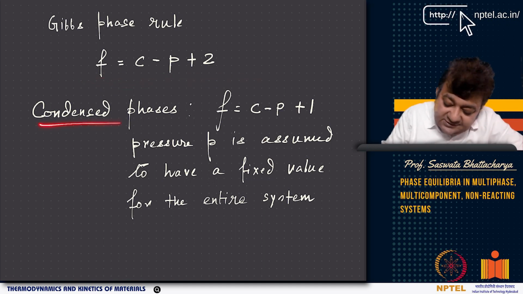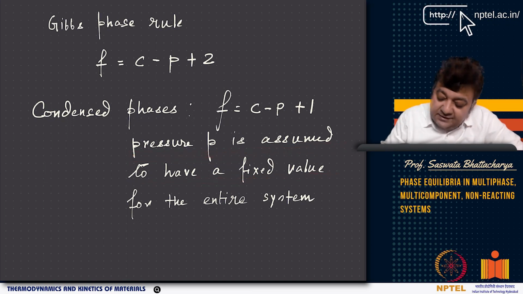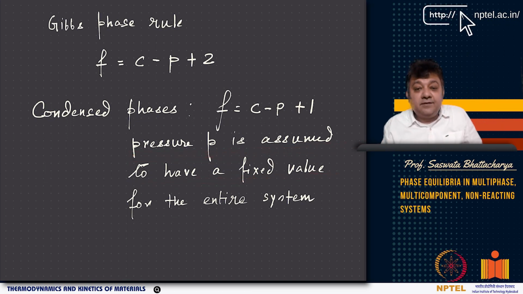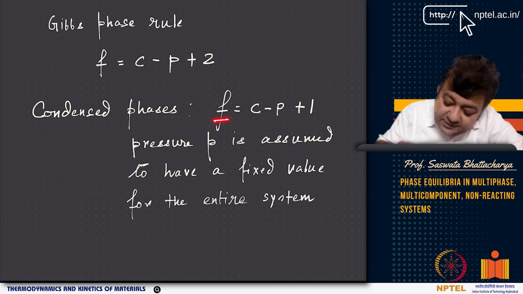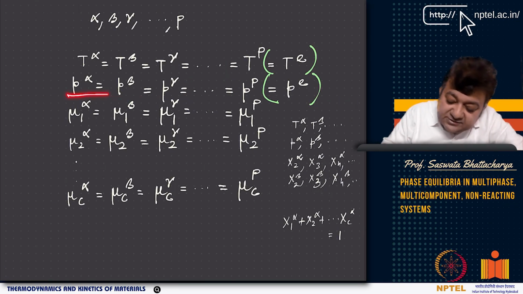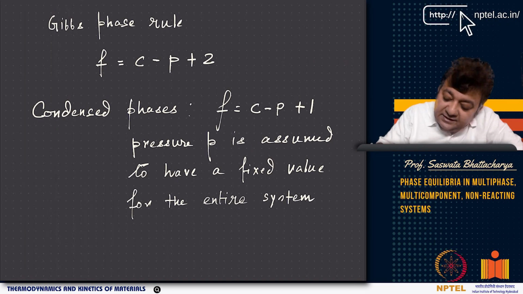Now when you have condensed phases, we are assuming the pressure to be fixed across all phases. It is fixed for the entire system. We do not really consider the pressure-volume work because it's negligible for condensed phases like liquids and solids. So then, because we are not considering this set of equations at all, and we are saying that there is a fixed pressure, F becomes c minus P plus 1.